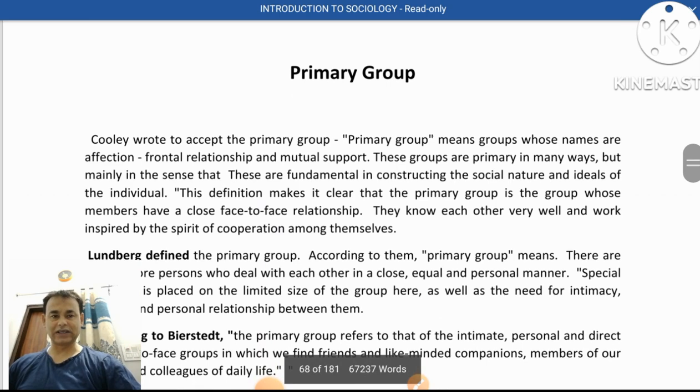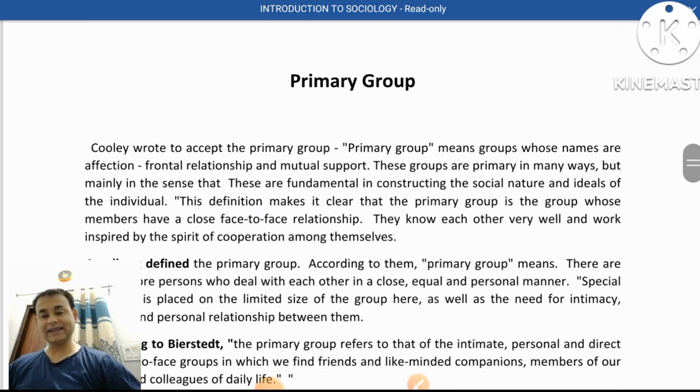Here we will look at some characteristics of the primary group and the difference between primary group and secondary group. If you want to know what a primary group is, I have already told you there are three main characteristics: close relationship, intimate relationship, and direct relationship, the we-feeling. These are the basis of primary group. The opposite of primary group is secondary group. So it is very clear.